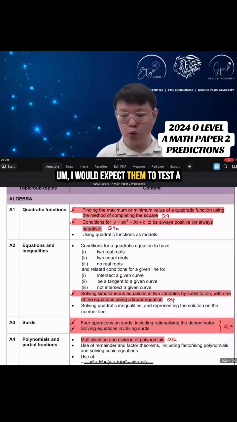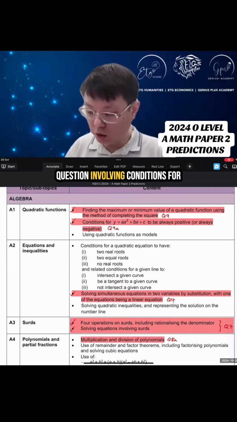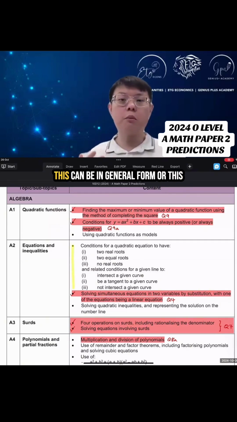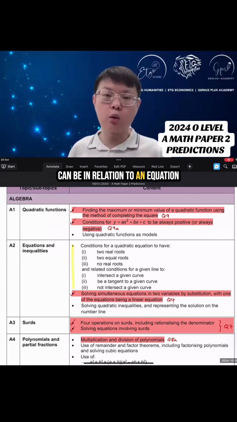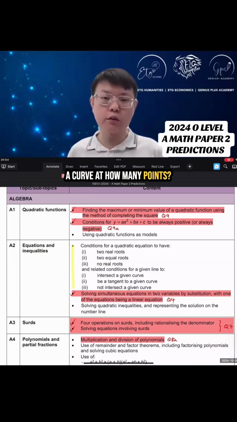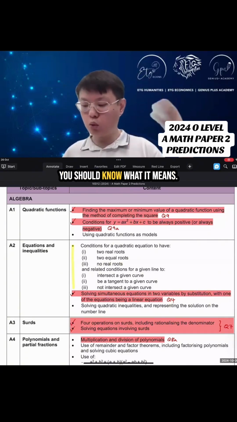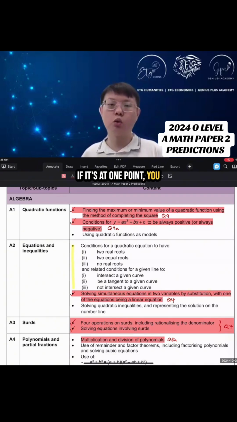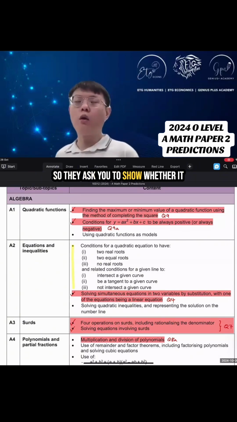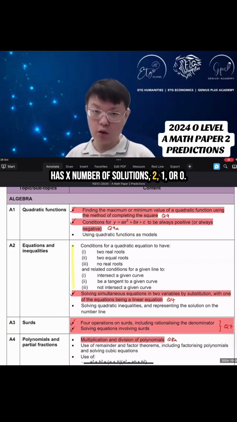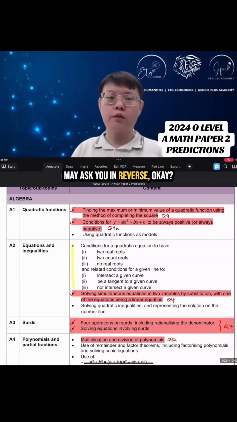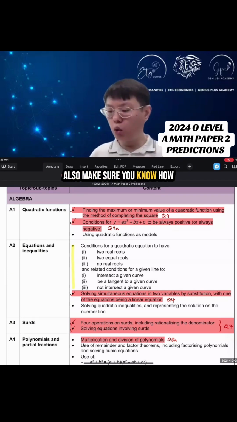I would expect them to test a question involving conditions for when a quadratic has solutions and the number of solutions. This can be in general form, or in relation to an equation involving the drawing of curves. So a straight line intersects a curve at how many points? If it's 2 points, you should know what it means. If it's at 1 point, you should know what it means. If there is no intersection, what does it mean? They may ask you in reverse. They ask you to show whether it has X number of solutions, 2, 1, or 0. Instead of telling you directly to show that, they may ask you in reverse. Also, make sure you know how to apply your discriminant.